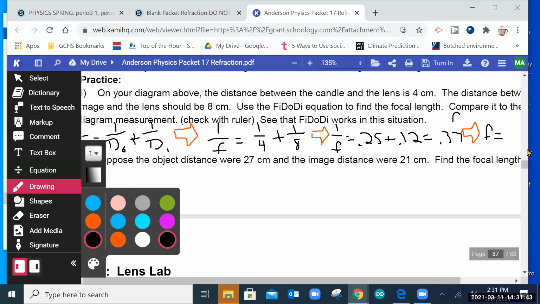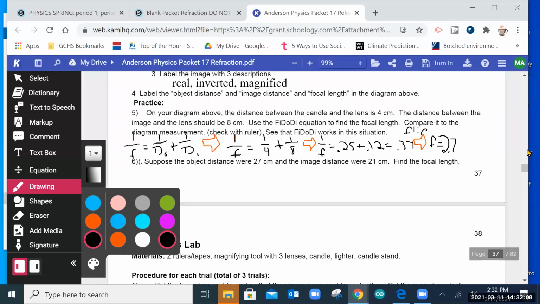Let's write the word flip here because I've run out of room. I can't show it, but I can at least describe it. And then I take my fancy calculator and I divide 1 divided by 0.375, and I get 2.7 as my final answer. 2.7. Any questions on problem number 5?